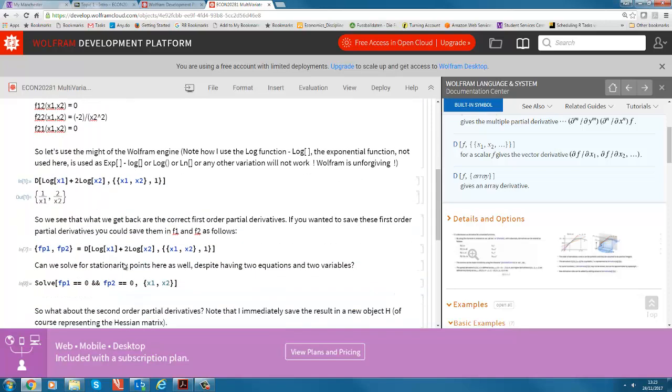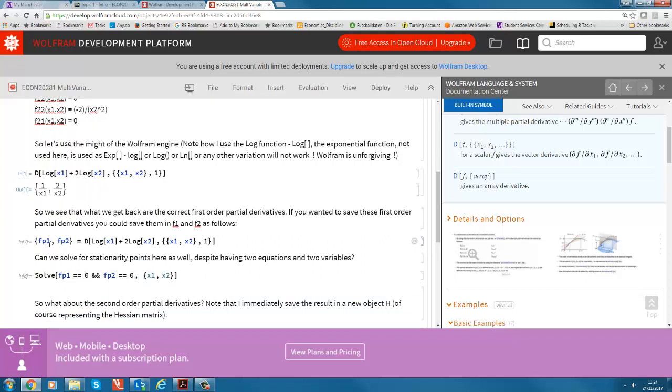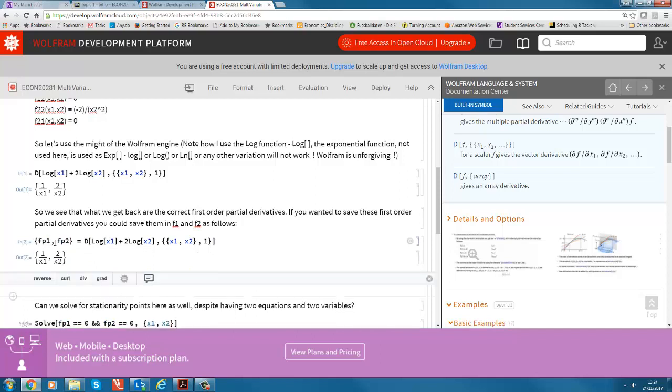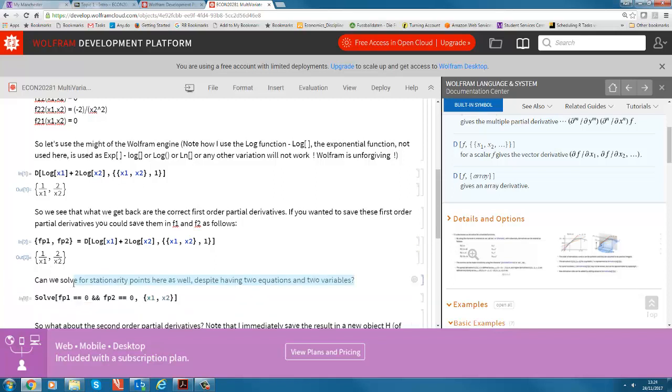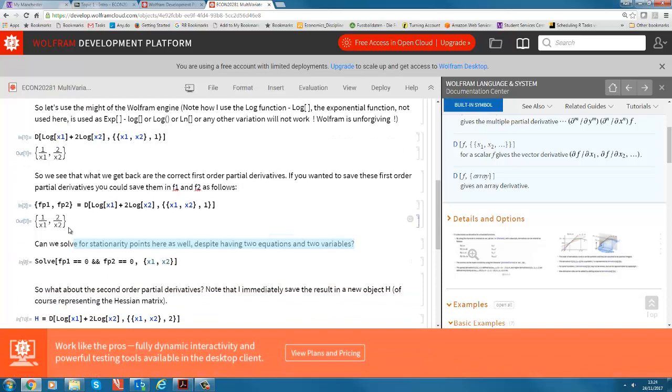You can actually, if you want to, and that's what I would do here, save these two into two objects. The right-hand side here is exactly the same as above, but now we save the result, which is these two objects, 1 over x1 and 2 over x2, into fp1 and fp2. And you do it in this way. So you run this, and from now onwards, if you use fp1, then Wolfram knows that what you have in mind is 1 over x1.